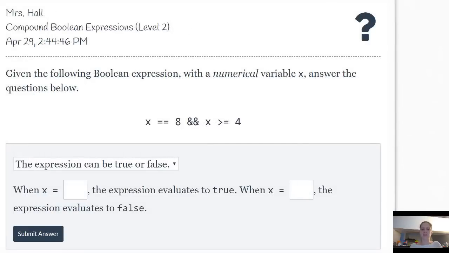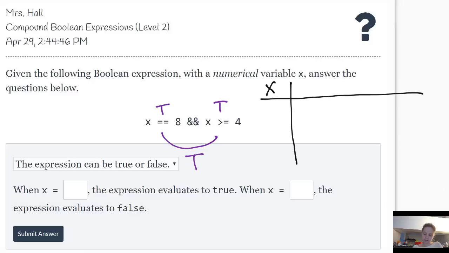Compound Boolean expressions level 2. Given the following Boolean expression with a numerical variable x, answer the question below. X is equal to 8 and x is greater than or equal to 4. So I'm just going to note, I know for and, both of these need to be true for the and to be true. Let me try some x values, and we'll be testing if x is equal to 8 and if x is greater than or equal to 4.